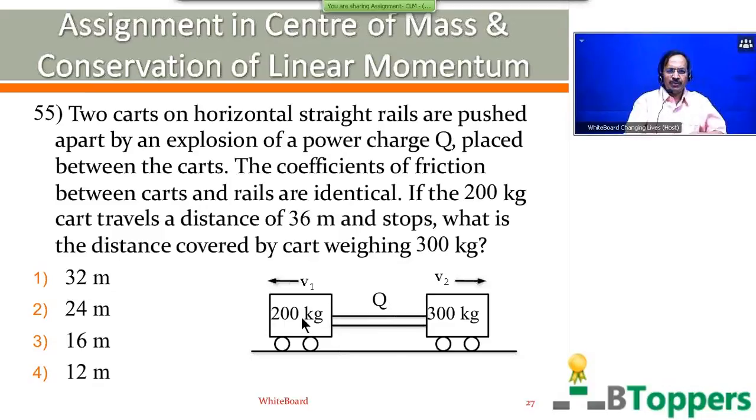That means you have to assume that these two masses are originally at rest. After explosion of this Q, they start moving in opposite directions with velocities of magnitudes denoted by V1 and V2.